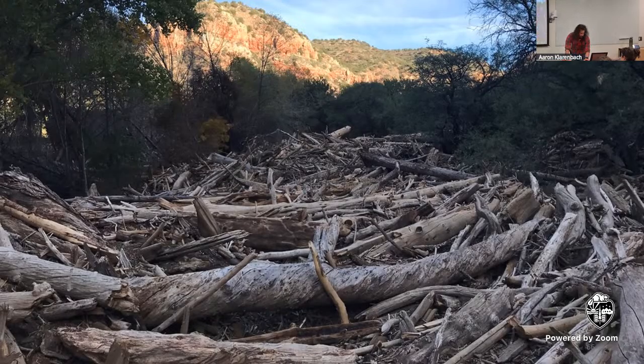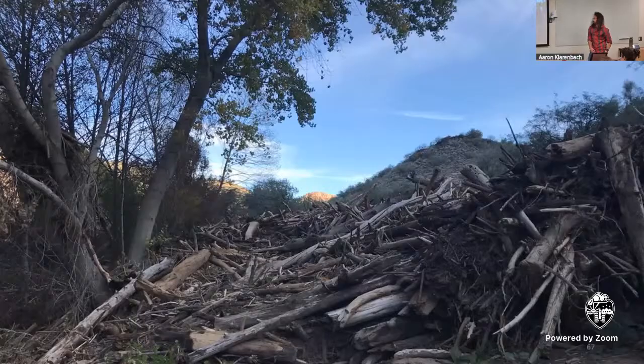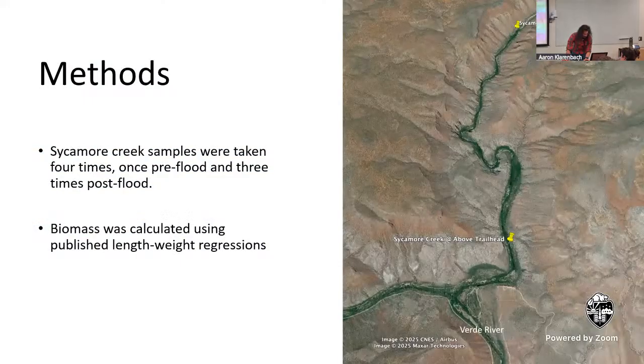We saw a lot of woody debris deposited up in the trees up here and along the canyon walls and so on. So it's a very destructive event. And so yeah, how did the aquatic macroinvertebrates fare through all of this?